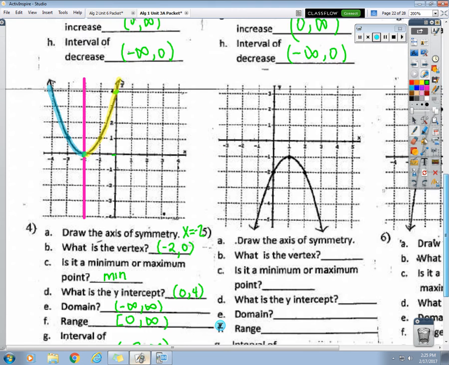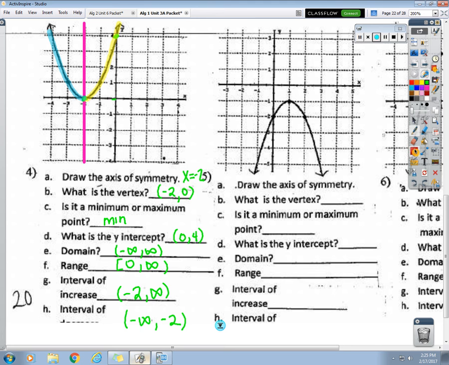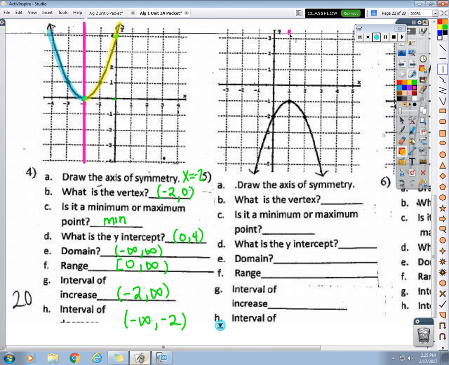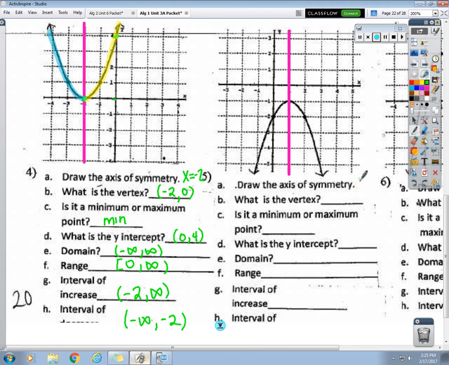Number 5. This time the axis of symmetry would have to cut right through the x-axis at 1. So that is x equals 1. The vertex is right here. That's right 1, down 1. So 1, negative 1. Oops, I read it wrong. The vertex is a maximum point because the parabola opens down. The y-intercept is now right here at 0, negative 2.